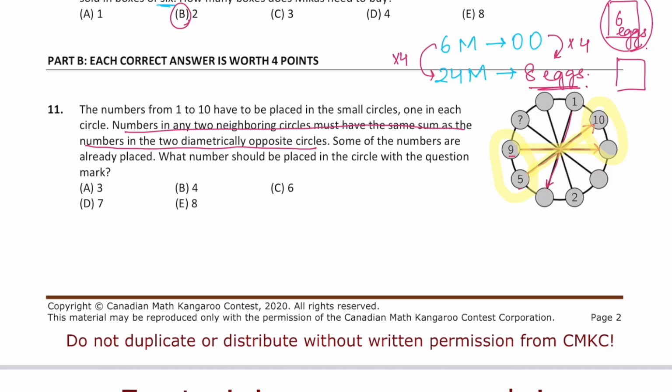10 plus something is equal to 9 plus 5, which is 14. 10 plus 4 is 14. So that is what will go in here. Now, let's say I'm doing 5 plus something, and it needs to be equal to the opposite ones, which in this case are 10 and 1. 10 and 1 is 11. 5 plus 6 is 11.